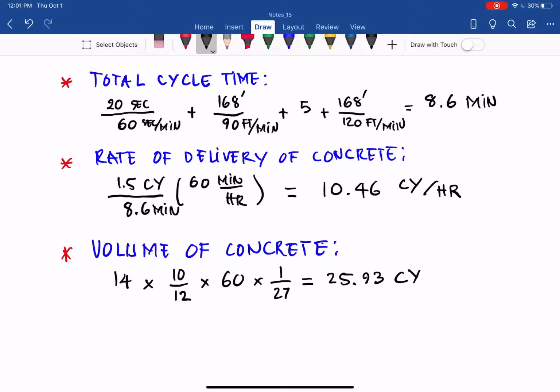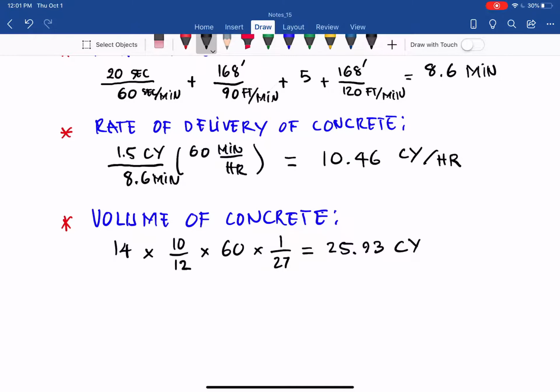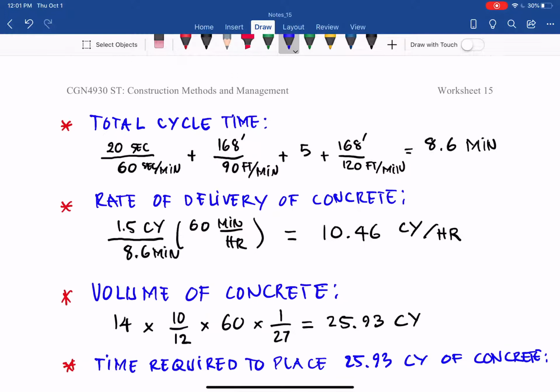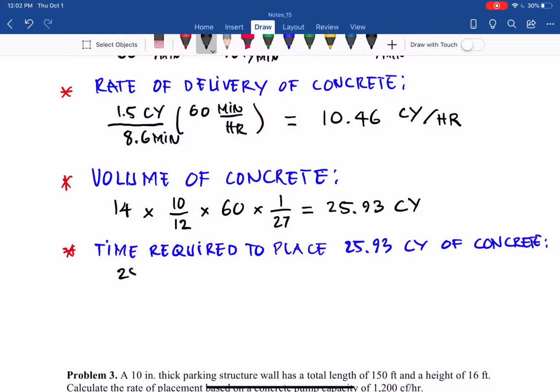So we see the rate of delivery is 10.46 cubic yard per hour, and the volume of concrete for this wall is 25.93. So we can determine the time required to place 25.93 cubic yard of concrete. We know the rate, we know the volume, so we just divide: 25.93 cubic yard divided by 10.46 cubic yard per hour. So we have 2.48 hours.